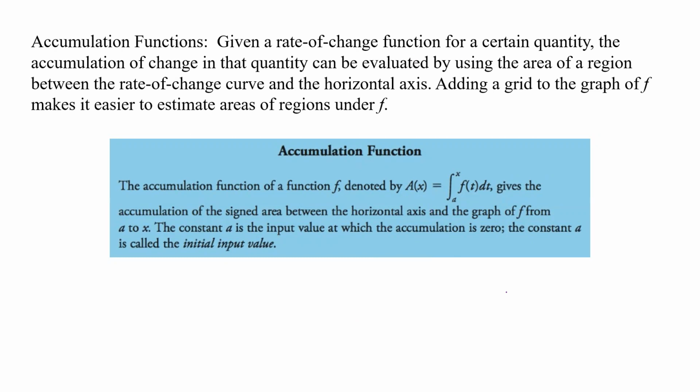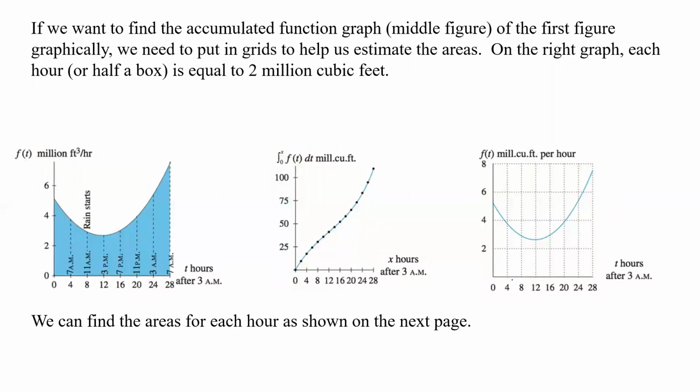and the constant a is called our initial input value. Now, if we want to find the accumulation function graph, which is our middle figure here, we want to go from our first figure to our accumulation graph. We need to add in these little boxes here on the right graph. If we add all these little boxes in, that's going to help us estimate the area. It's still not going to be precise. It's going to be inexact, but it's going to help us get a little bit closer.